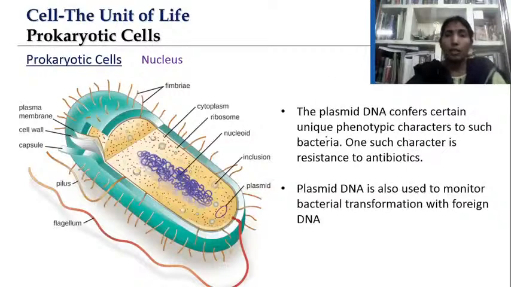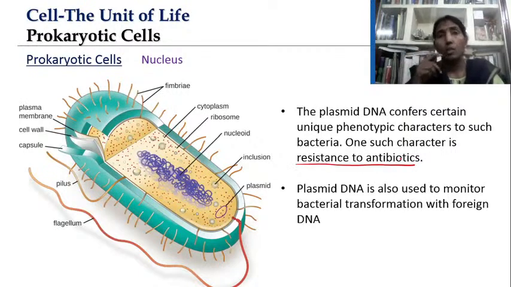So the plasmid DNA confers unique phenotypic characters to some bacteria. They also possess the character to provide resistance to antibiotics. In future, when we study biotechnology and various applications of these bacteria, particularly E. coli in production of various substances, like vaccines or certain drugs, how this plasmid is helping us, we'll be doing that in detail.